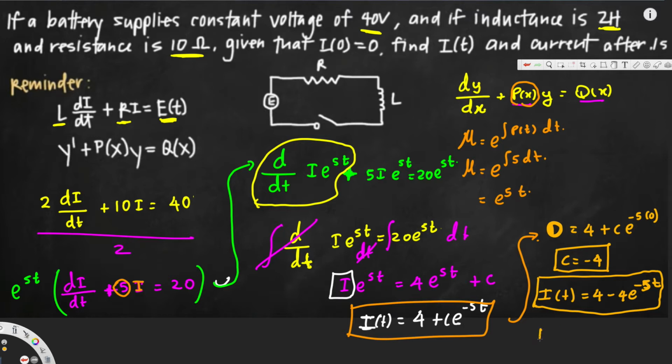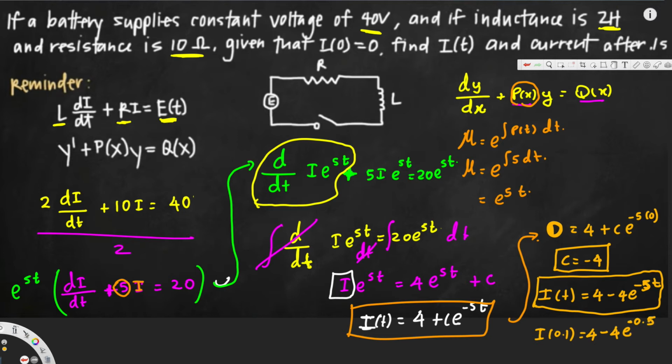Okay, if we plug this one in, let me try this one. I of 0.1 is 4 minus 4 e power negative 5 times 0.1, that's going to be negative 0.5.